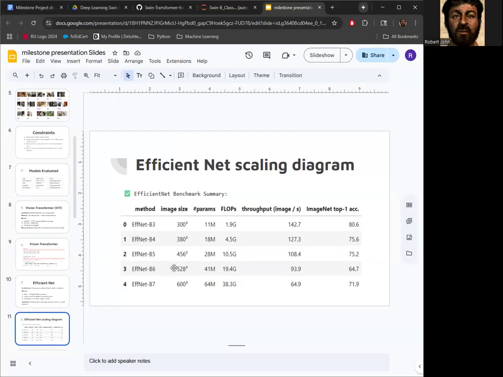The image size, the method, the params, the flops, the throughput, and the top accuracy for each model. You can see here the B3 topped it with 80.6. We had 75% for B4 and B5. And like I said earlier, the B6 and the B7 underperformed.